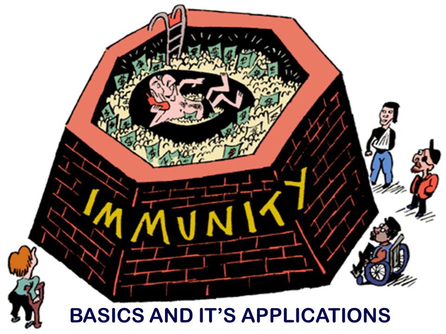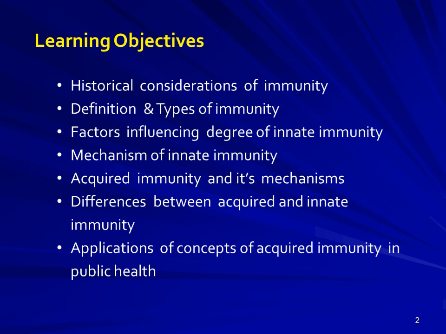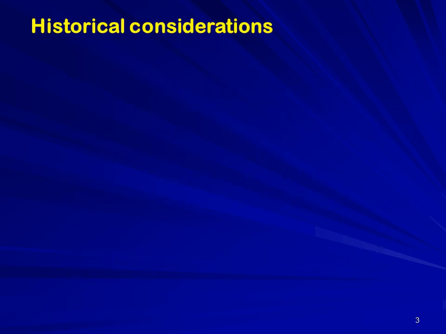So in this particular topic, we are going to learn about the basics and applications of immunity. The learning objectives are historical considerations of immunity, definition and types of immunity, factors influencing the degree of innate immunity and its mechanisms, acquired immunity and its mechanisms and applications, and other important aspects of acquired immunity in public health, which will be learned from this particular topic.